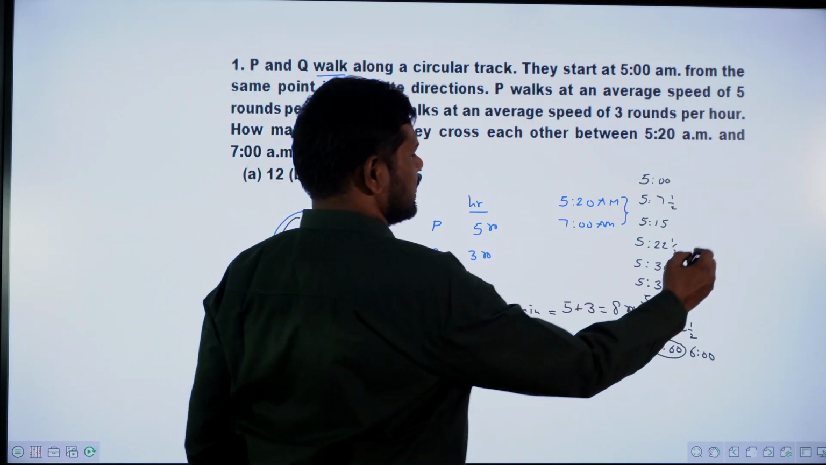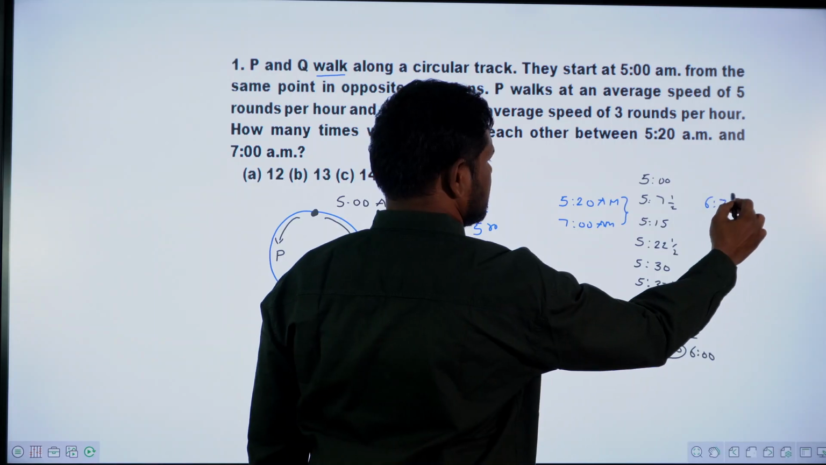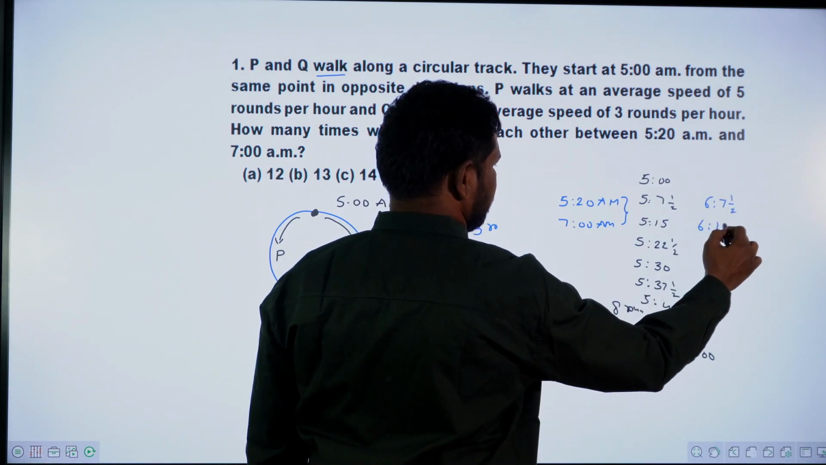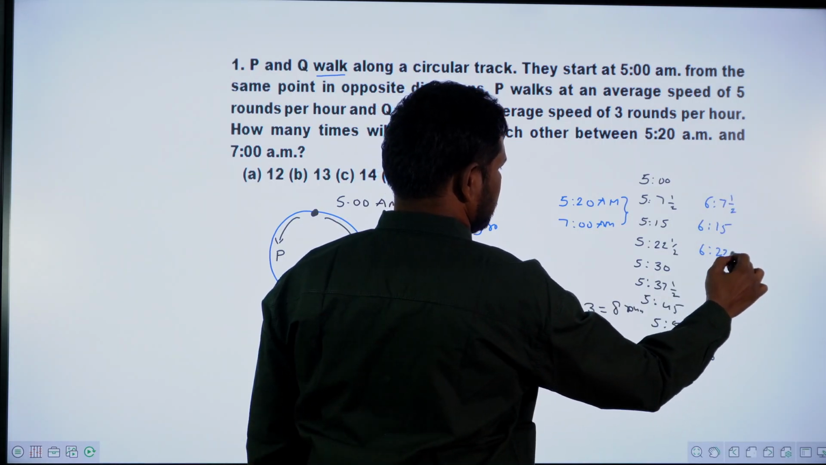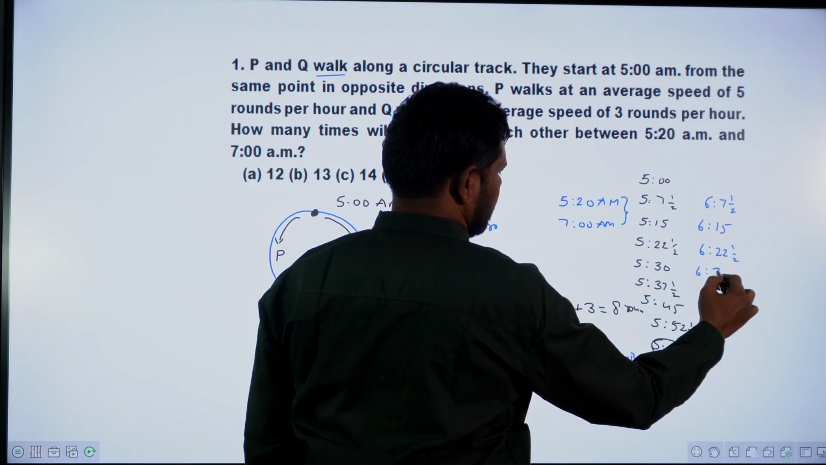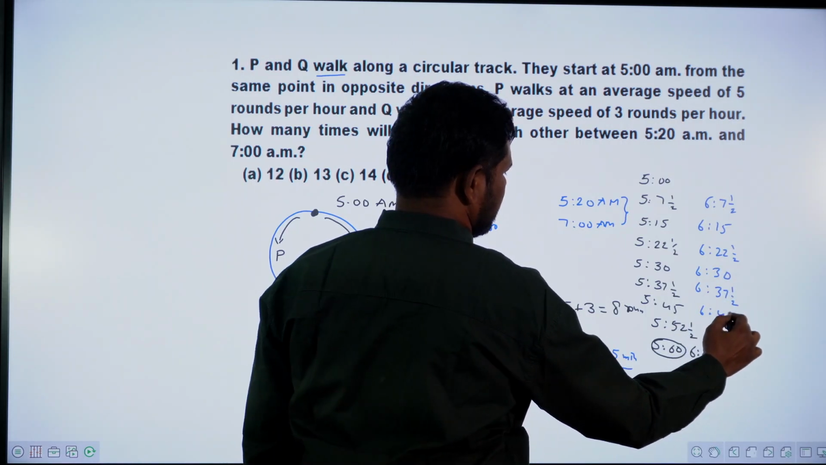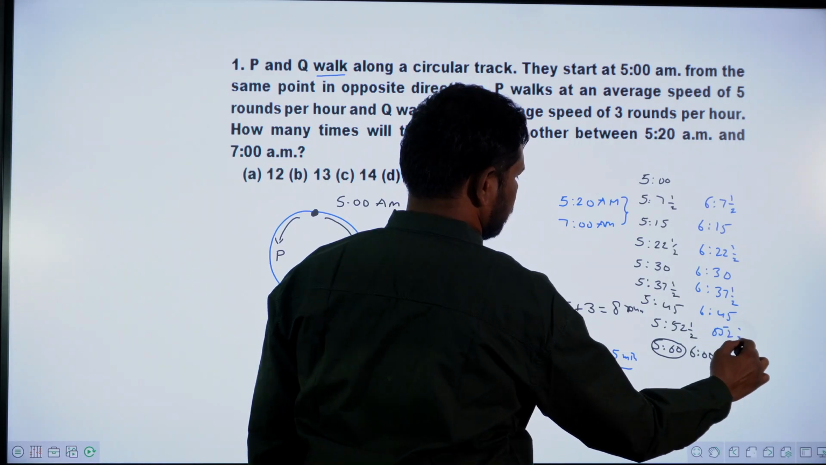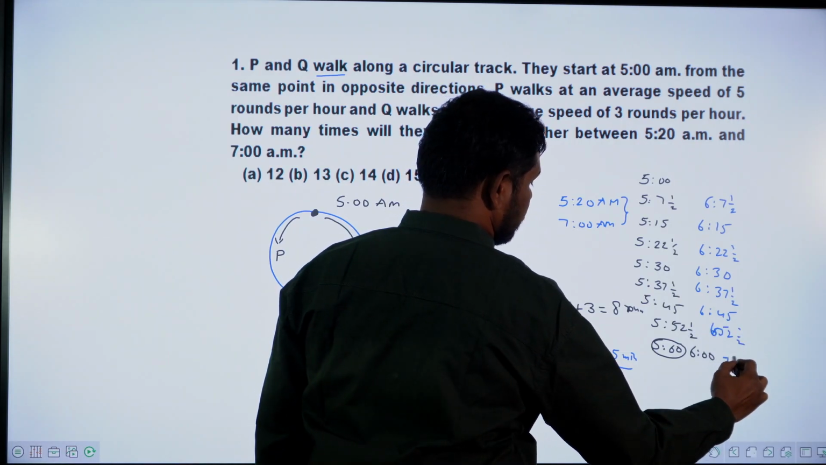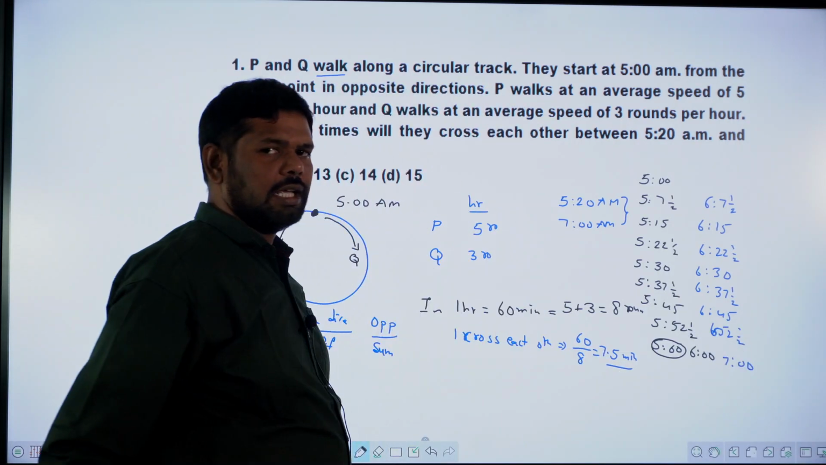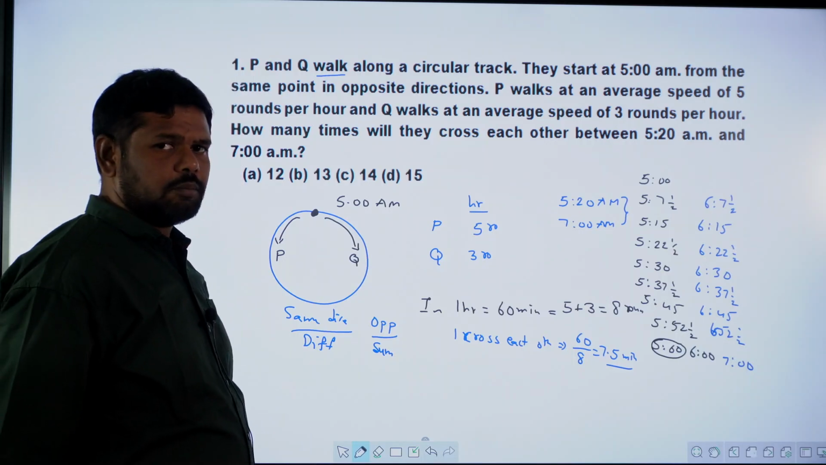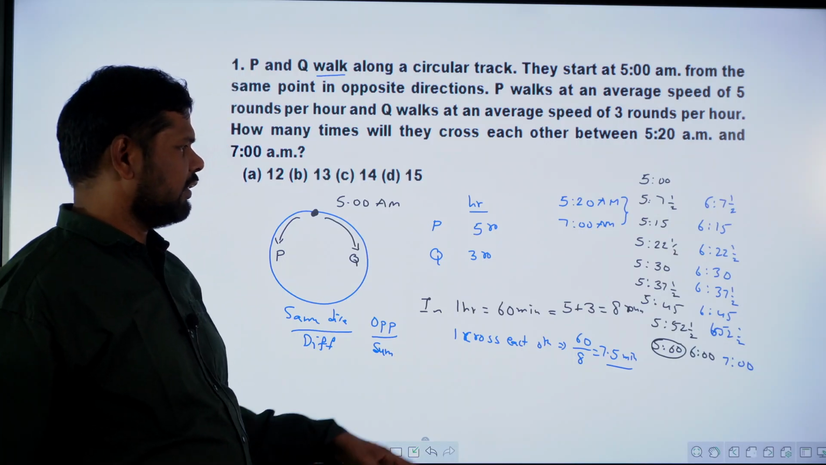Similarly, again at 6, 6:07.5, 6:15, 6:22.5, 6:30, 6:37.5, 6:45, 6:52.5, and 7 o'clock. These are the times they actually met each other, right? So they cross each other every 7.5 minutes.